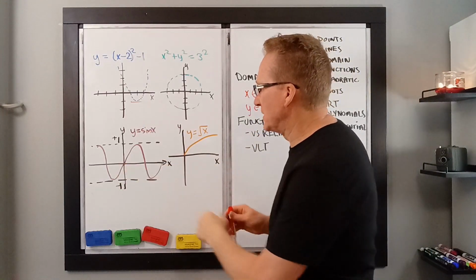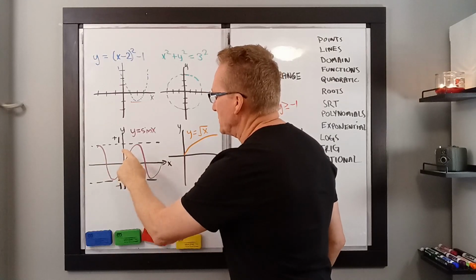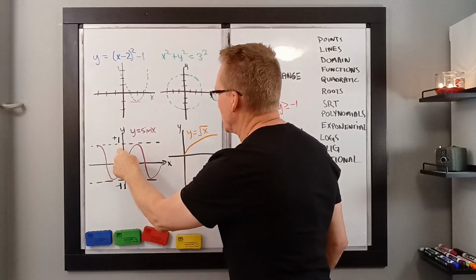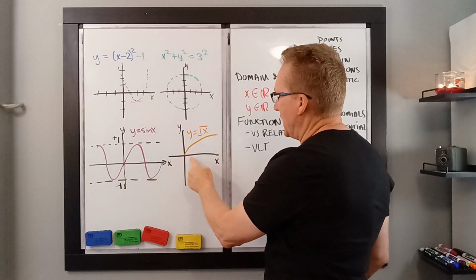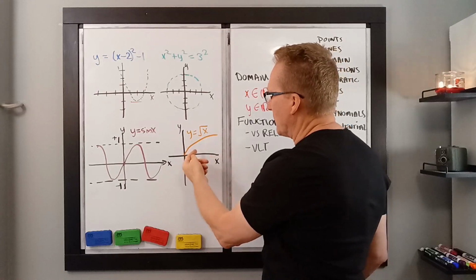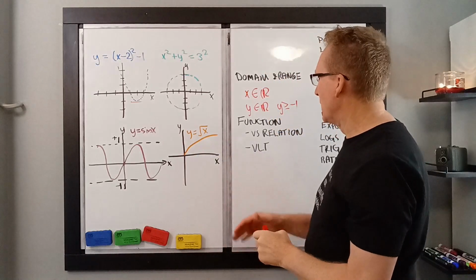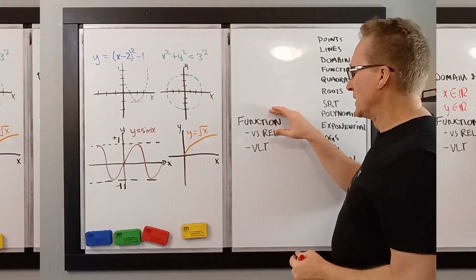Each of these, of course, would be different. This one, the domain is all real numbers, and the range is from -1 to +1. And this one, the domain is x has to be greater than or equal to 0, and y is greater than or equal to 0 as well. So that's a basic domain and range. So now we'll jump into functions.